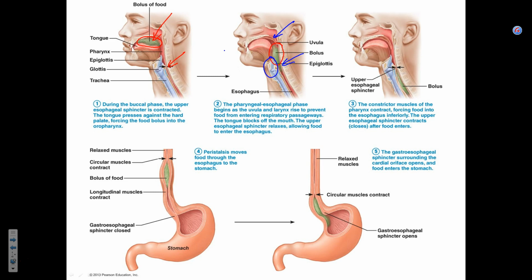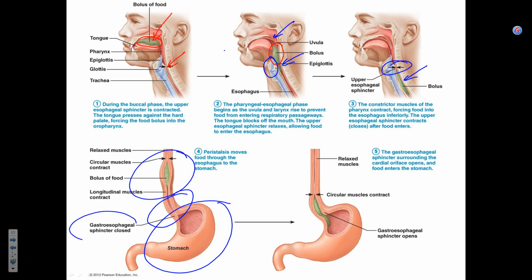Does that make sense? Since the food is normally supposed to go one way, from mouth to eventually anus, once the food enters into the esophagus, the upper esophageal sphincter closes like a door behind the food. In the meantime, peristalsis in the esophagus moves the food bolus down into the stomach. As food approaches the lower esophageal sphincter, or as it is sometimes called, the gastroesophageal sphincter, it opens and allows the bolus of food to enter the stomach.